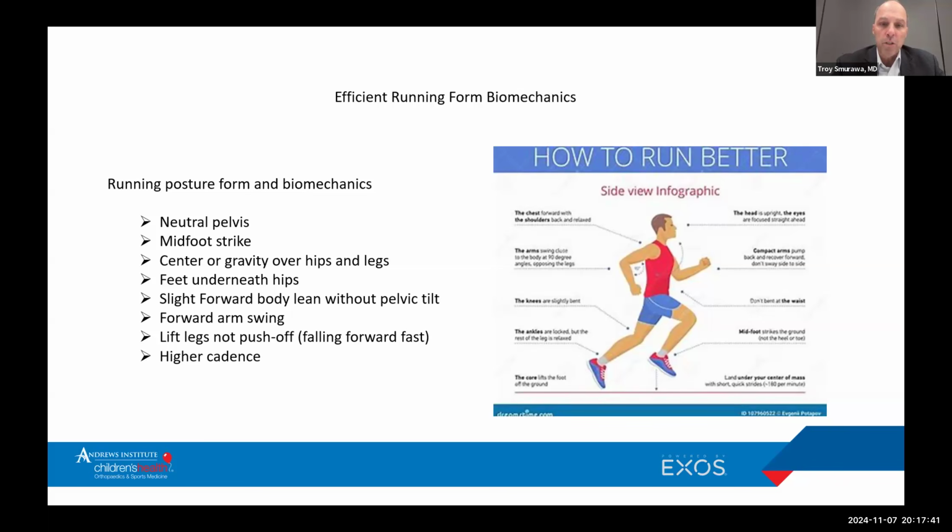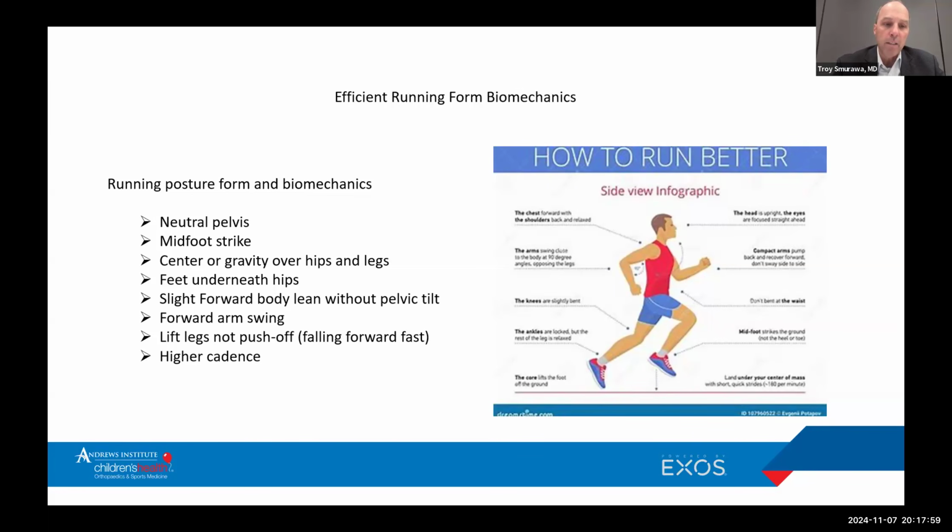And when we talk about running, we talk about lift legs, not push off. So you don't want to be pushing yourself forward. You want to be lifting your legs up forward. And the concept is we're falling forward fast. So you think if you're falling forward and you're picking your legs up rather than pushing yourself forward, you'll have a more efficient running form.